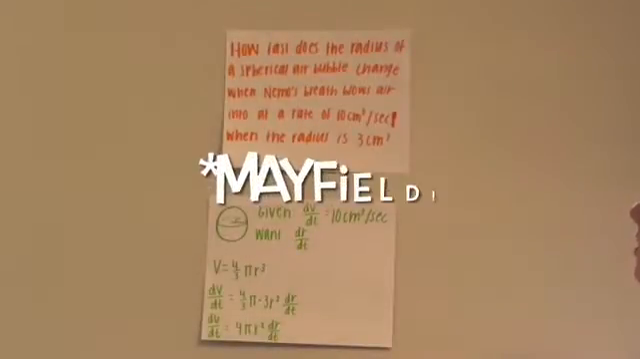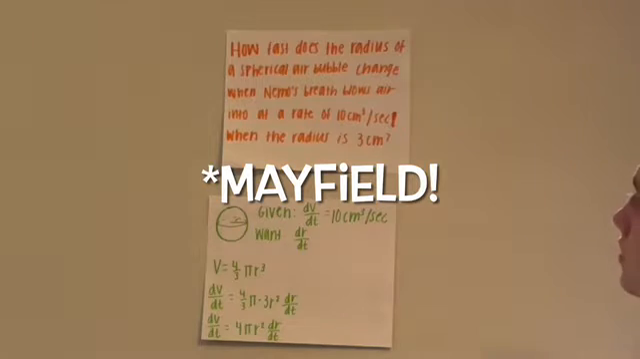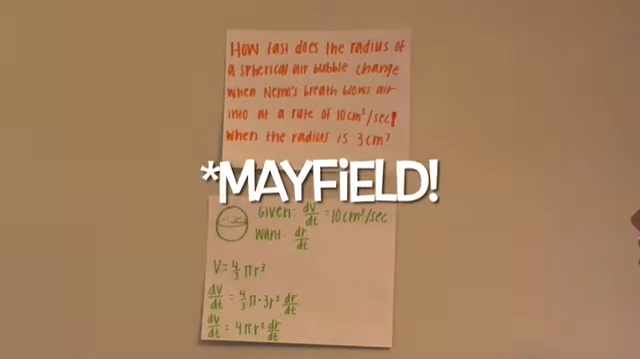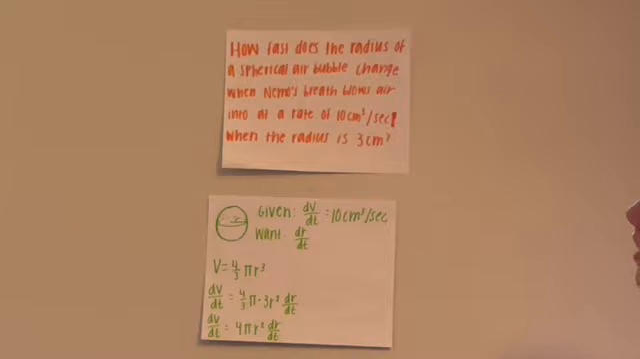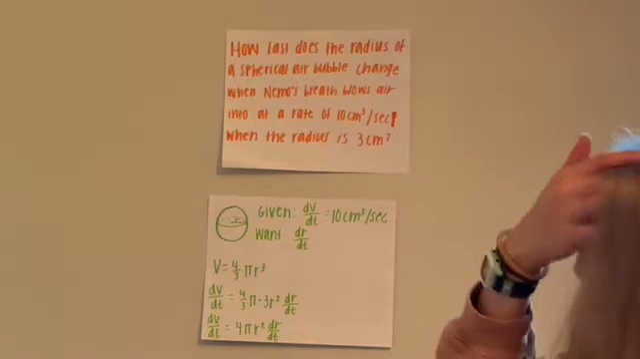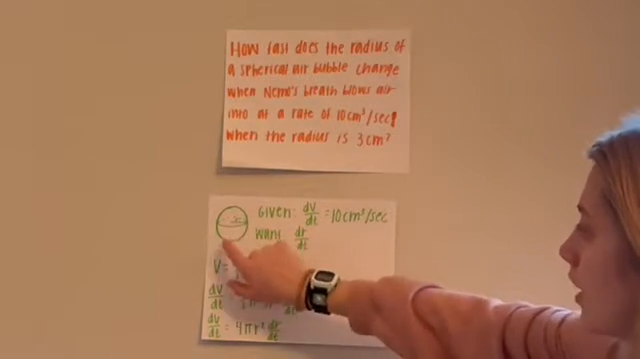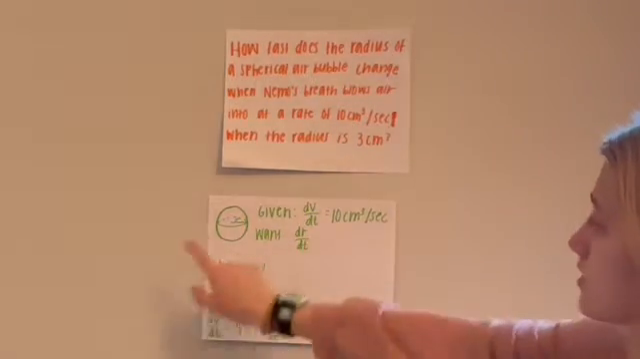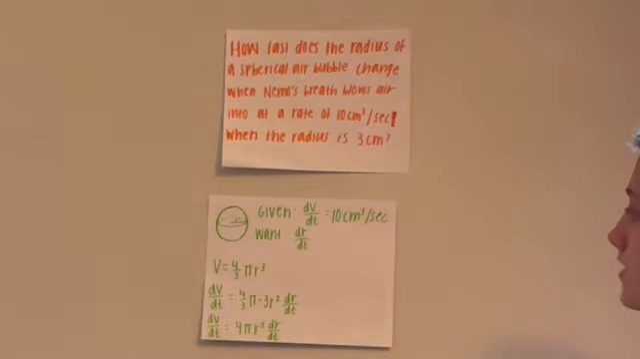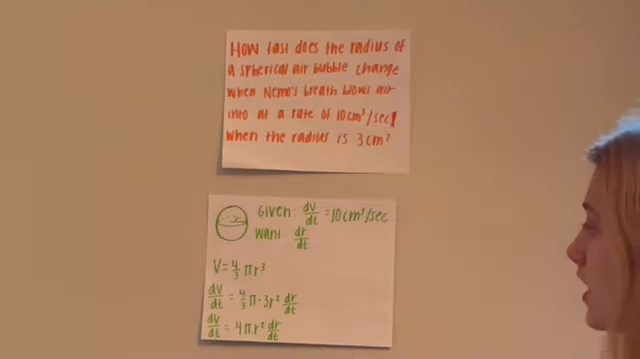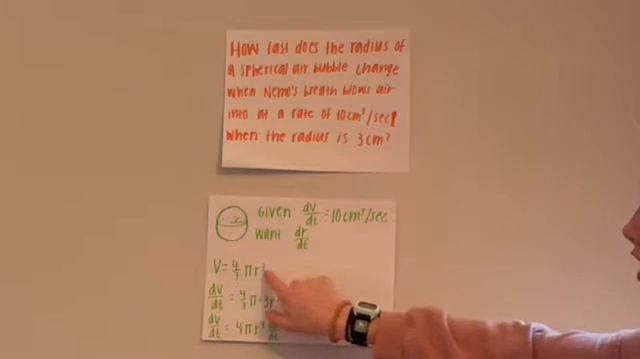So how fast does the radius of a spherical air bubble change when Nemo's breath blows air into it at a rate of 10 cubic centimeters per second when the radius is 3 centimeters? So we first are going to draw a picture of a sphere that is going to have a radius of r, and we're given that dV/dt is equal to 10 cubic centimeters per second, but we want dr/dt. So the volume of a sphere is 4/3 pi r cubed.